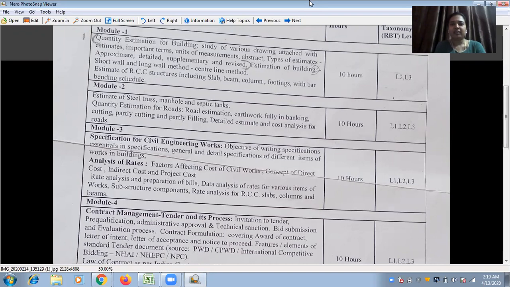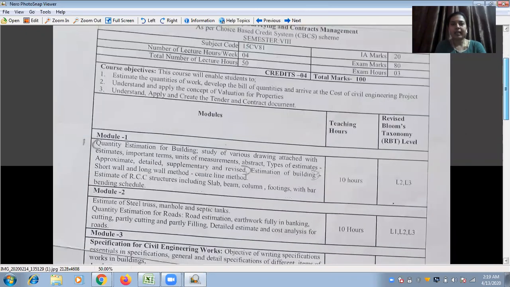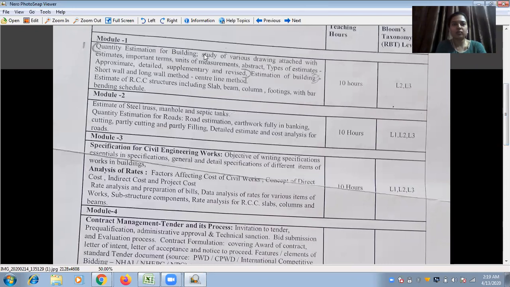Today I am going to start. First, I have shared the syllabus copy here. In the classroom, we have completed first module, first part, that is estimation of building, and the third module, specification of the civil engineering works, also have been completed. Now I'm going to start with second module, first part, that is estimation of steel truss, manhole and septic tank.